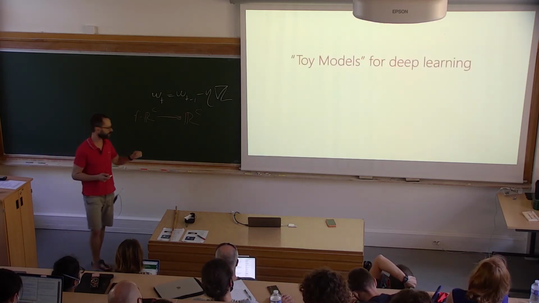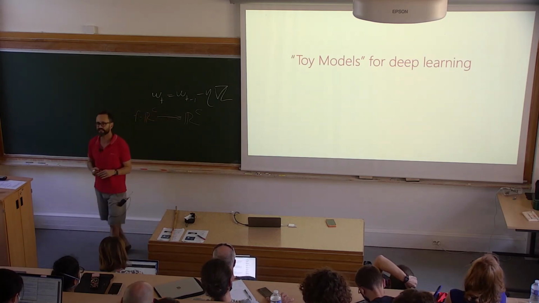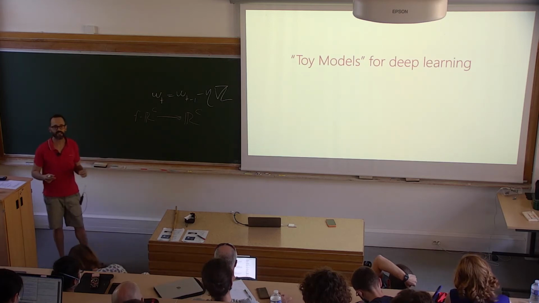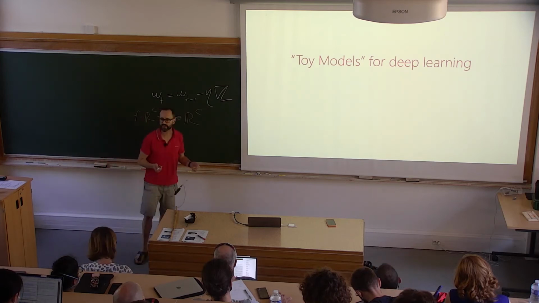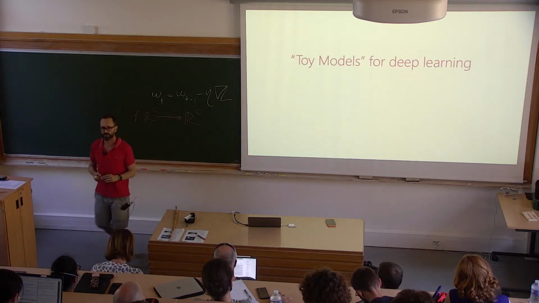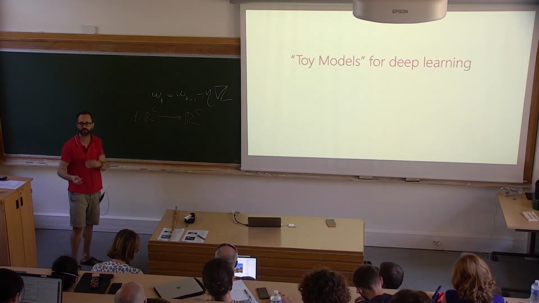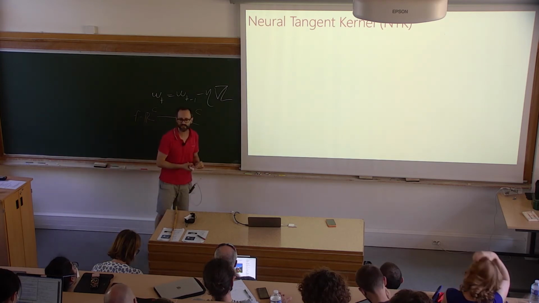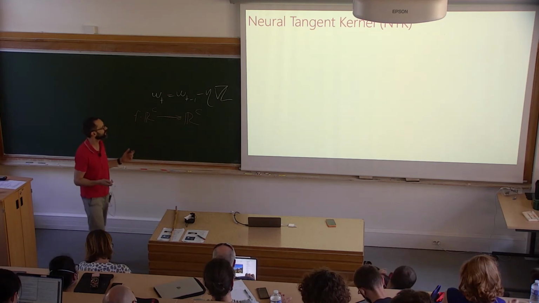So let me now talk about toy models for deep learning. This is the idea of thinking of a solvable model that we can understand, and then maybe making qualitative predictions that could work. That would be different from trying to fully explain in a mechanistic way what we actually do. One such model that I think was talked about here is the neural tangent kernel.